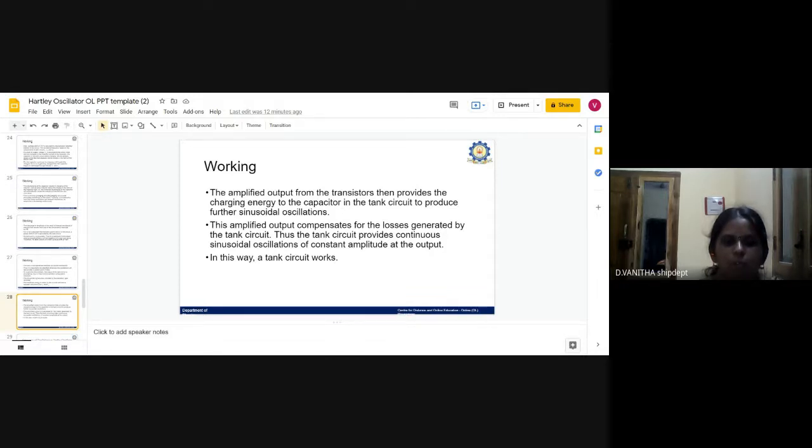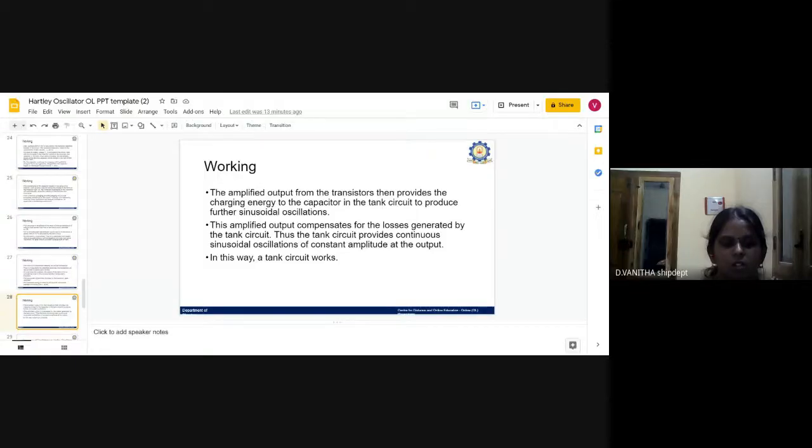The amplified output compensates for losses generated by the tank circuit. Those losses may be heat losses. Thus, the tank circuit provides continuous sinusoidal oscillations of constant amplitude at the output end. Likewise, the tank circuit in the Hartley oscillator is working.